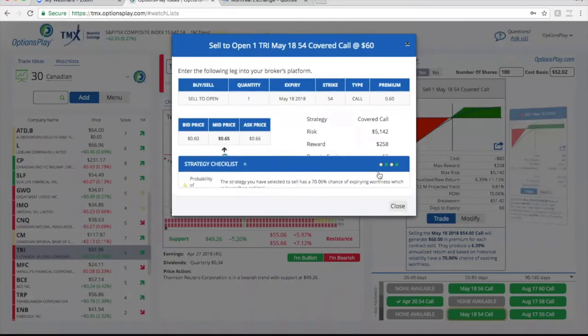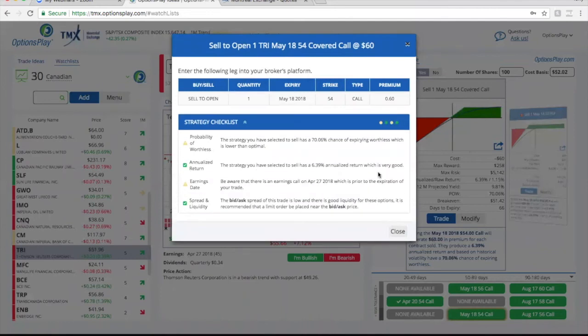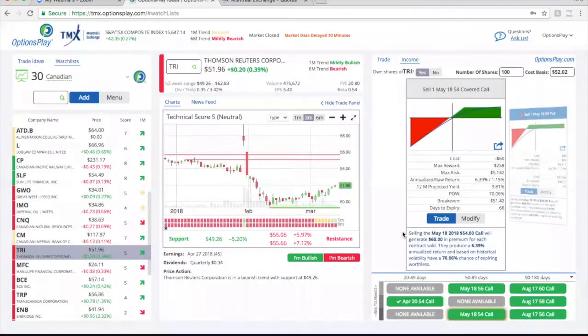It brings up the same thing, a strategy checklist. This is designed to help you better understand the risks that you're taking before you place that trade. Make sure you check this, especially if you're a beginner. If you see a bunch of red dots, that means there's a lot of things that aren't matching up. You want to make sure you understand that risk before you place that trade. And once you're ready, just enter that trade into your broker's platform by following the instructions on the top of the trade ticket. So with that, I just want to sum up real quick.